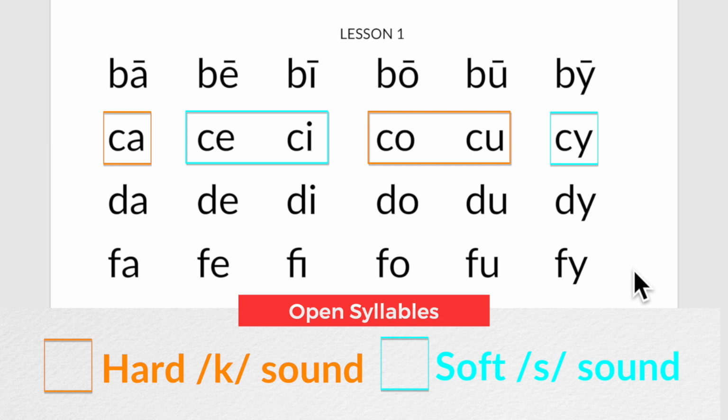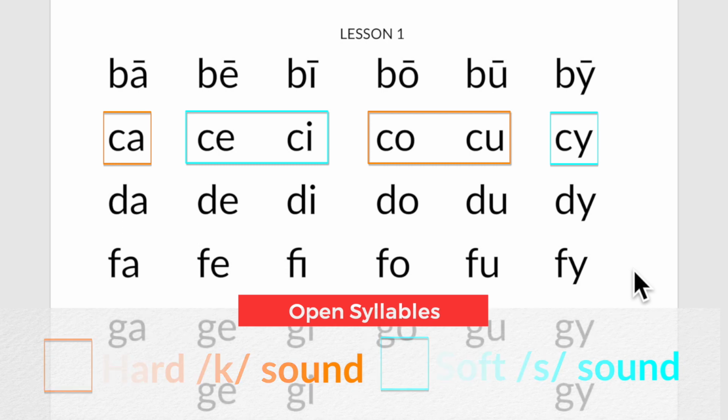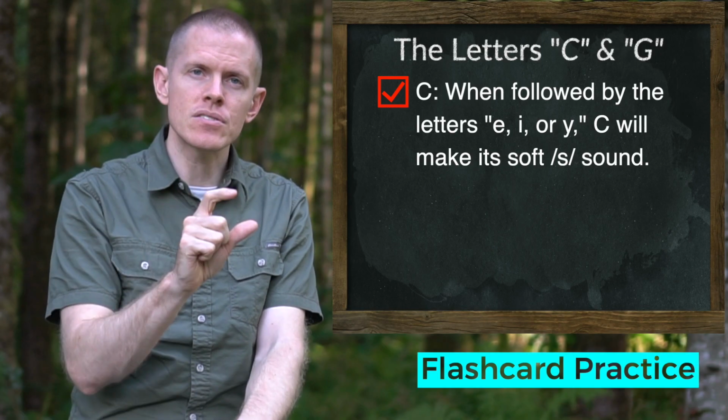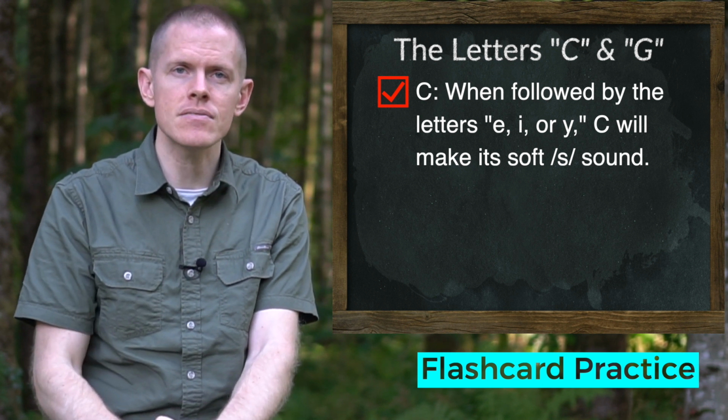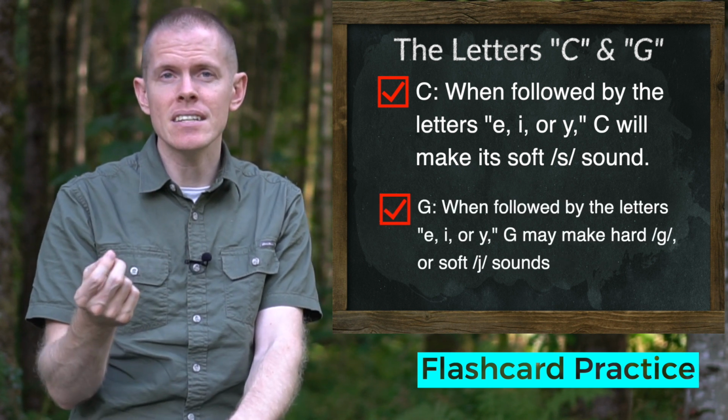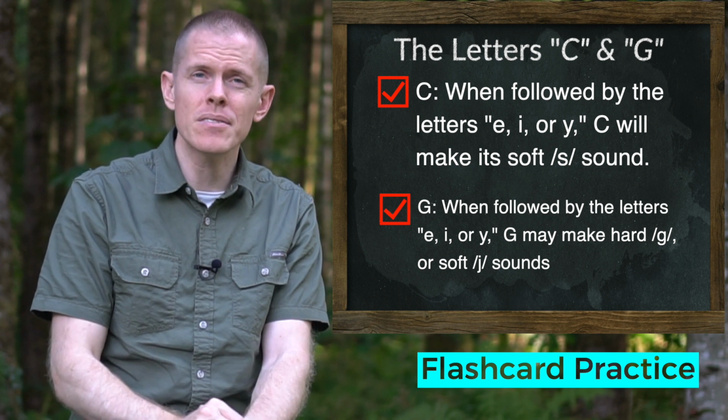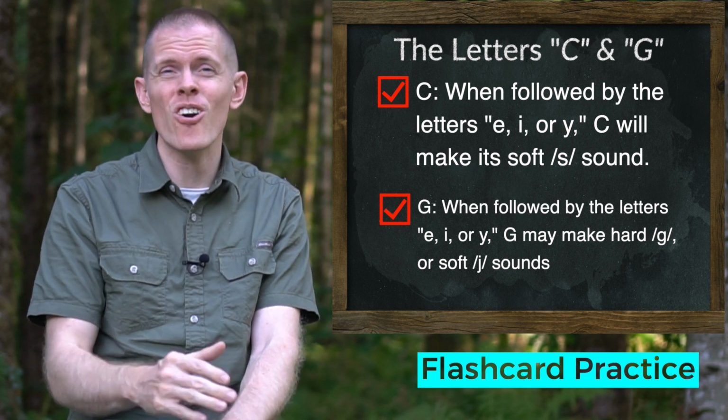When it's I, C-I, it will say sigh. C-O would be ko. And then the U, C-U would be koo. And then when C and Y, it would be sigh again. So C is special in that when E or Y, I or Y follow the C, it says its soft sound. Now with the letter G, sometimes it will say its soft sound, sometimes it will say its hard sound.